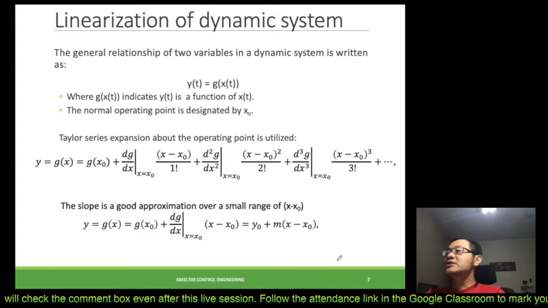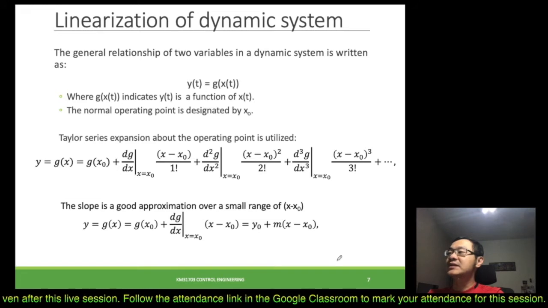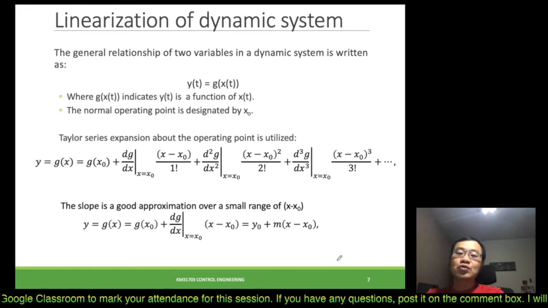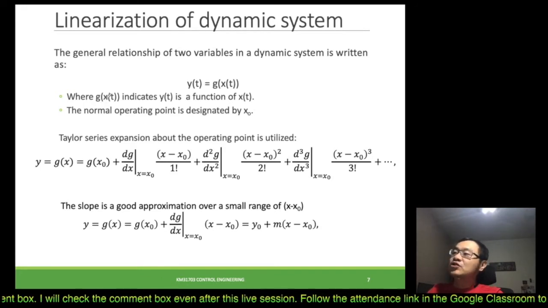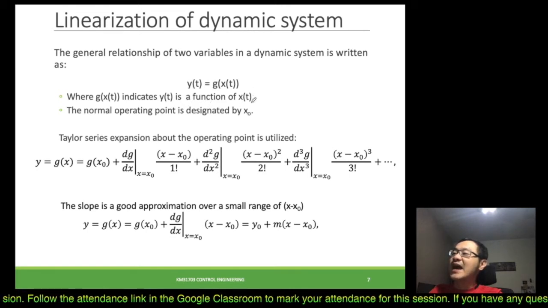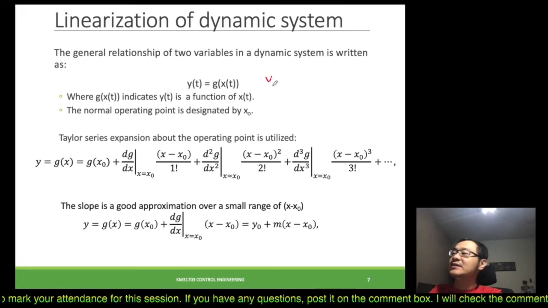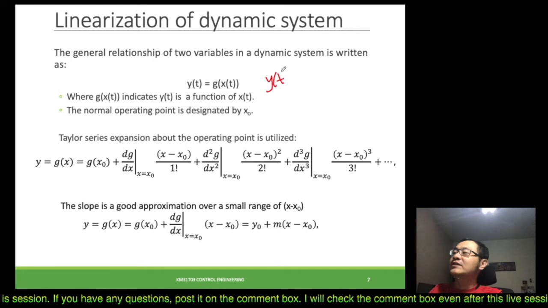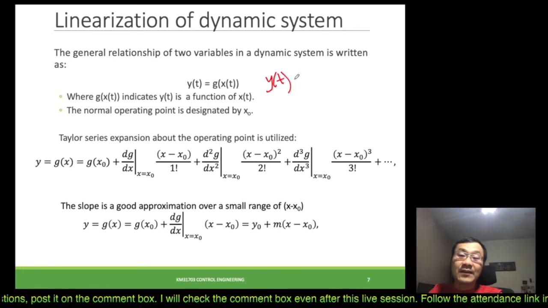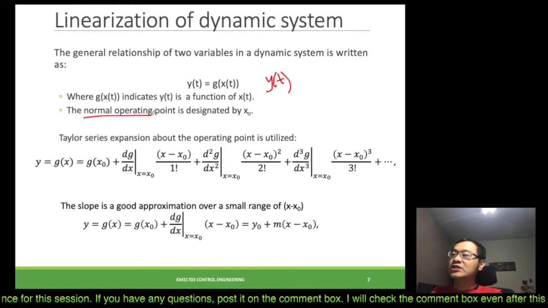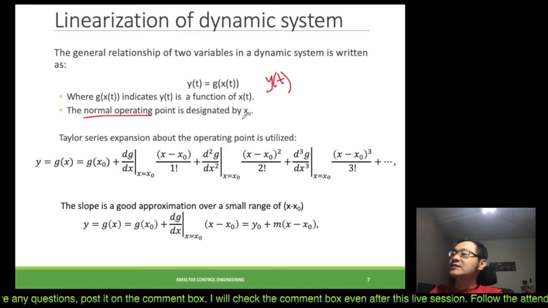In general, the relationships between two variables in a dynamic system can be given as such: y equals a function g, where the g function indicates y(t) is a function of x. So you will see that the y(t) written here, as you have learned before, refers to a function of time. In this system, we would want to know the normal operating conditions or point, and here we can designate that as x0.